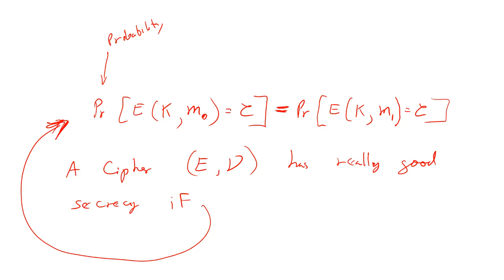I'm just curious if this is right. A cipher (E, D) has really good secrecy if the probability for the encryption of one message is equivalent to the probability of a different message. You are on the right track. It's just the way you said it. I think you get the idea. There's a slightly better way of saying it. So if you have the cipher, right? That's what you have.